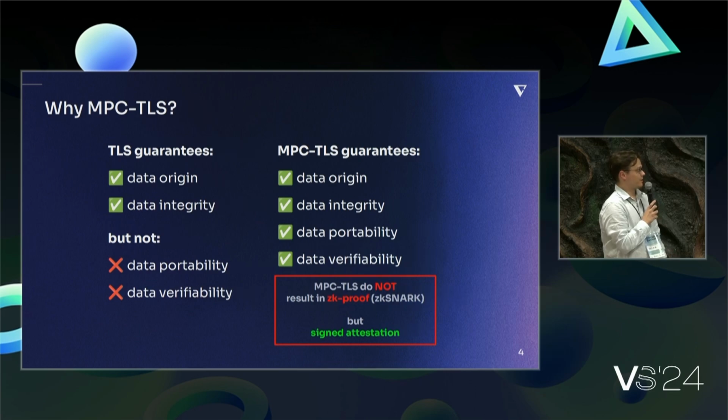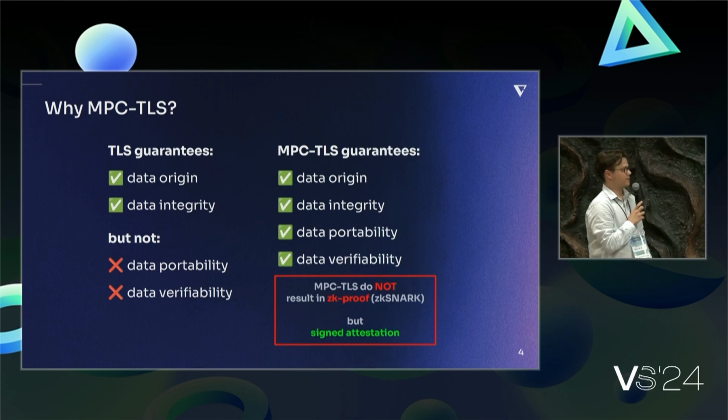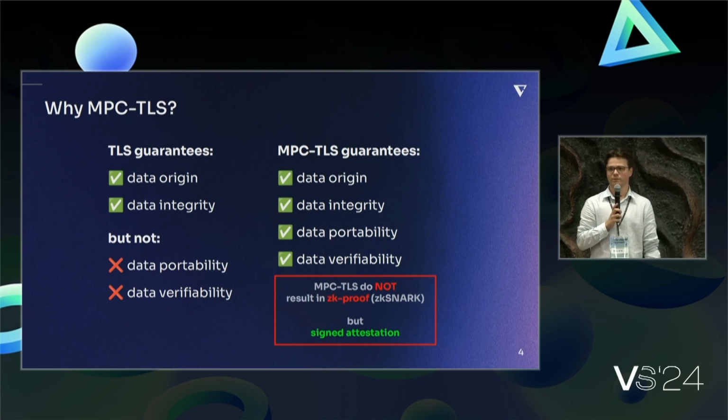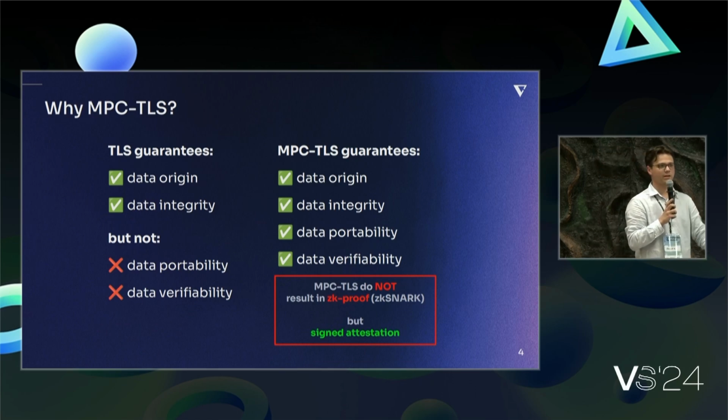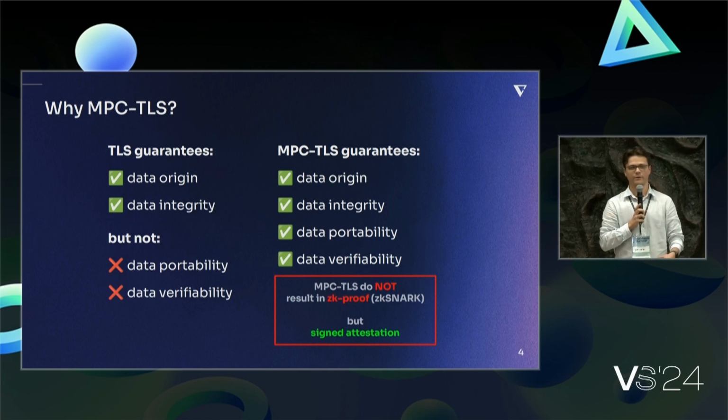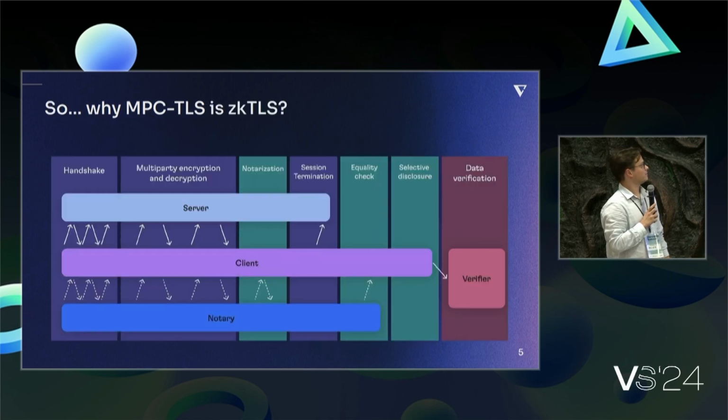But importantly, MPC TLS, so TLS Notary, does not result in a proof. It does not result in zk, but just a signed attestation. The notary signs the transcript, and that's what we get. The verifier can verify it, but it's not a proof. It's not a zk thing. So then, why does everyone call it zkTLS?